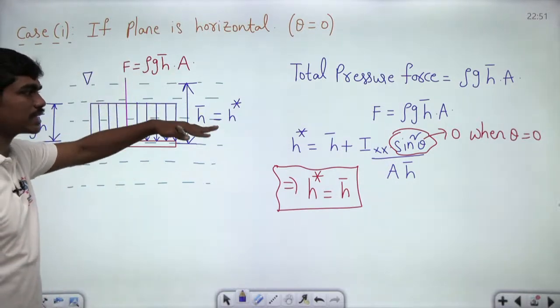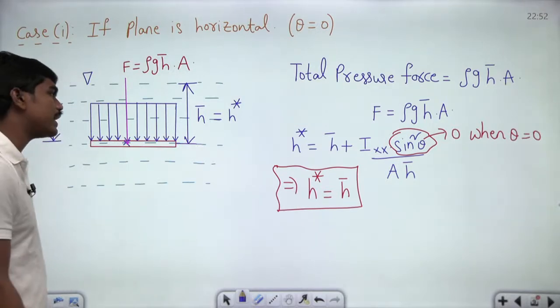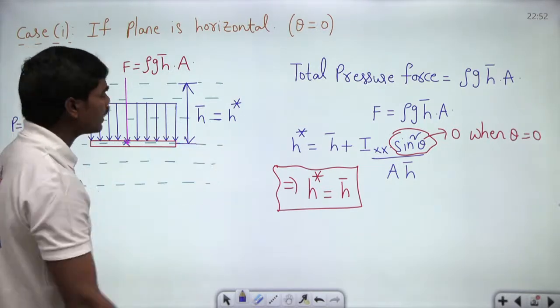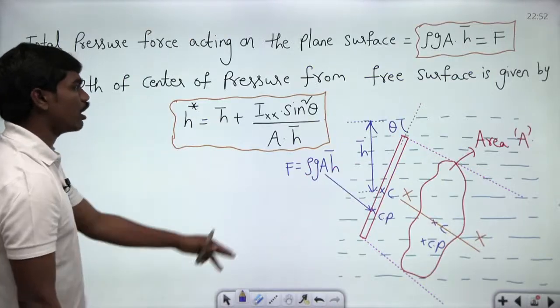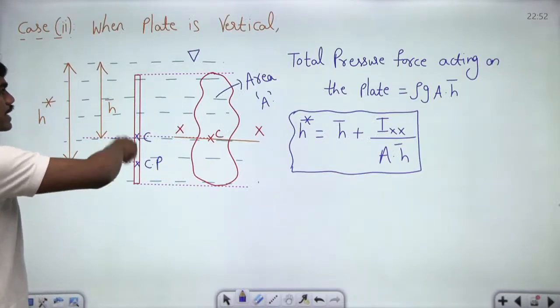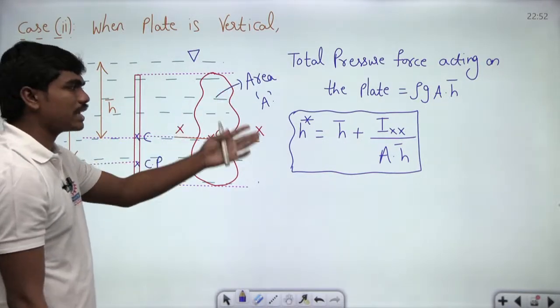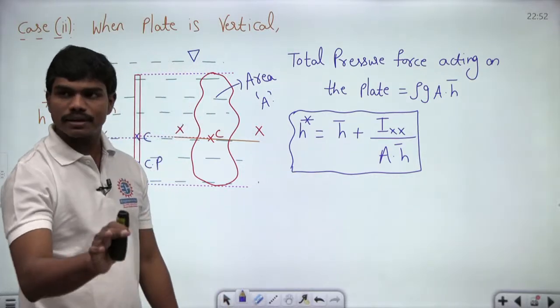When the plate is horizontal, the total pressure force acting on the plate is ρg h bar times A, and in this case h bar and h star will have the same depth because sin squared theta becomes 0. That's what I have written there. In the second case, when the plate is vertical, this is the formula, because theta is 90 and sin squared theta is 1.